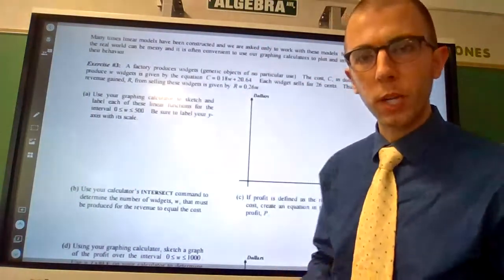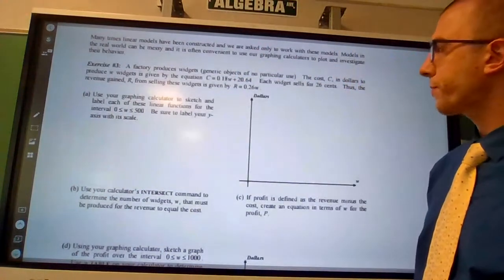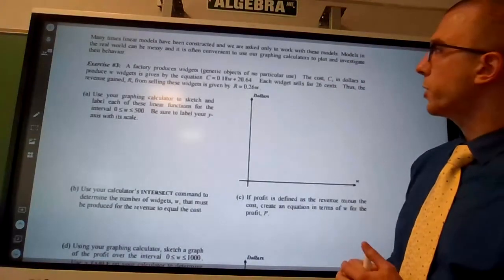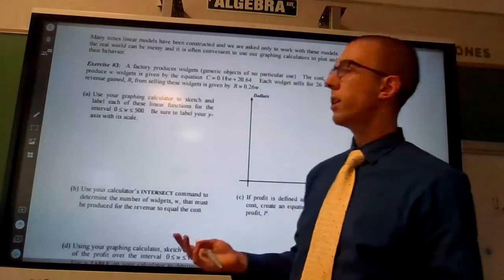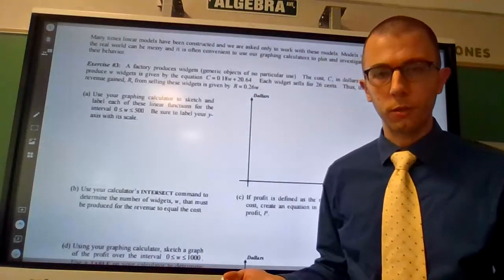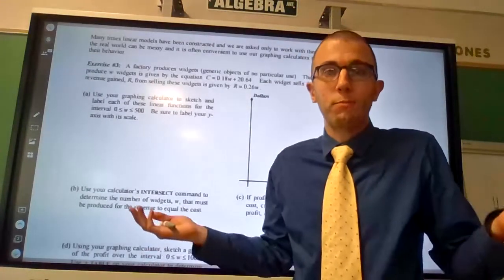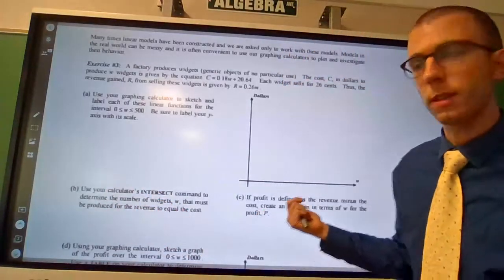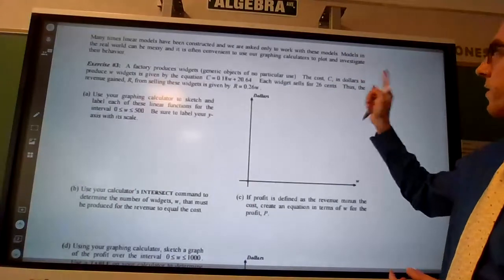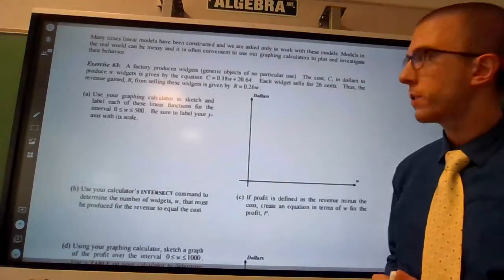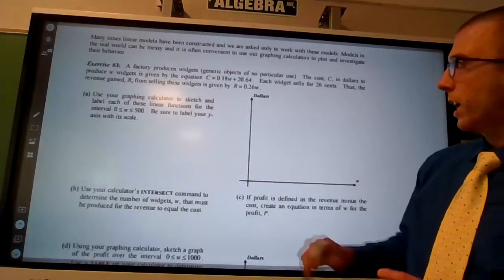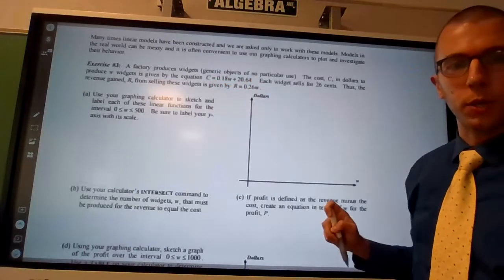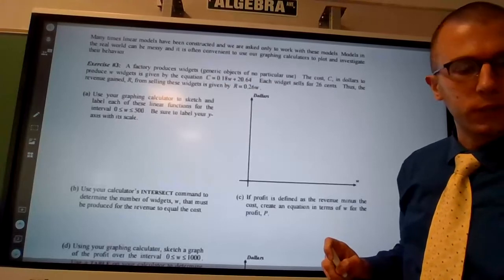So this is what we're going to use here. Okay, let's read what this is all about though, because that would help. A factory produces widgets, which are generic objects of no particular use. Okay, a widget, it's like, what is it? It's a widget. What does it do? It does widget things, okay? So the cost, C, in dollars to produce W widgets is given by the equation C equals 0.18 W plus 20.64.